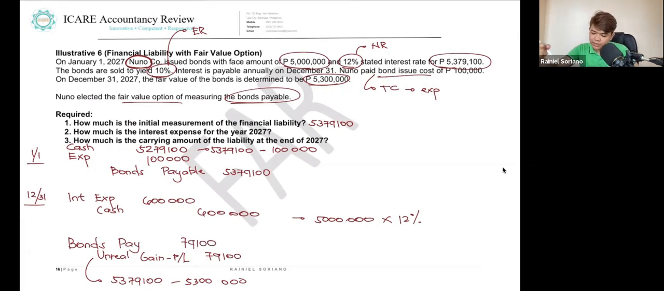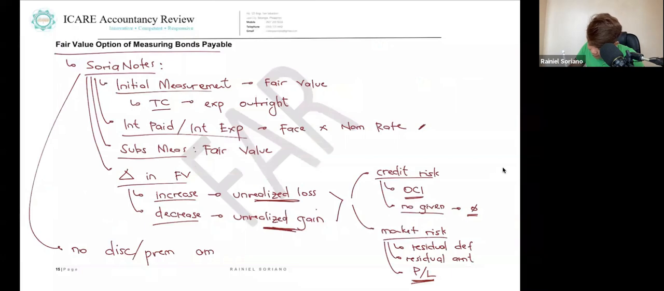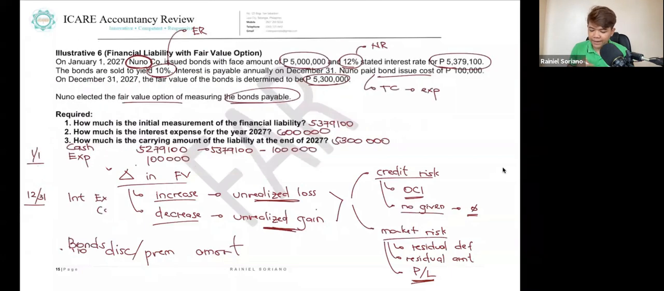So kung tatanungin tayo sa number 2, how much is the interest expense? Our final answer is 600,000. Then number 3, how much is the carrying amount? Fair value syempre, which is 5.3 million. Ibig sabihin, here, kapag fair value option, see to it that there will be no discount nor premium amortization. Wala tayong ganyan. Alright? So that's the fair value option of measuring bonds payable.